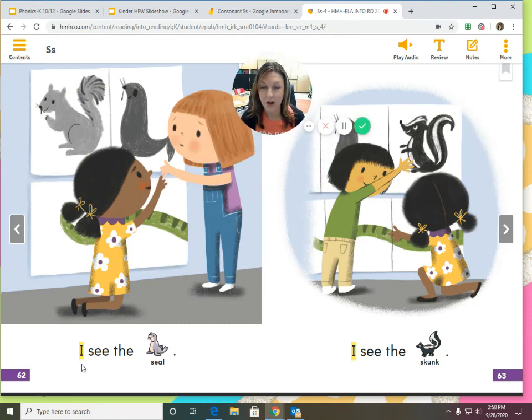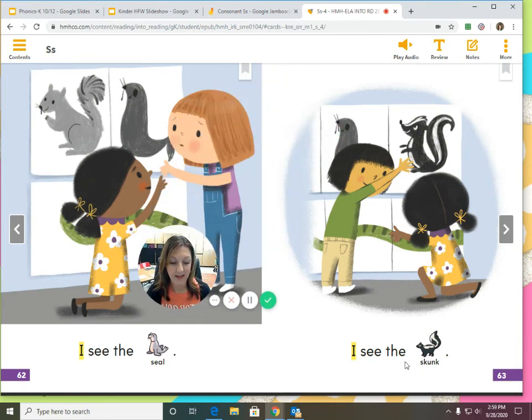Let's read together. Or I'm going to read first, and then you can read with me. Ready? I see the seal. And I use my picture clue to help me with that word. Read it with me now. I see the seal. So this little girl drew a picture of an animal that began with S, which was seal. Good. Let's look at the next page.